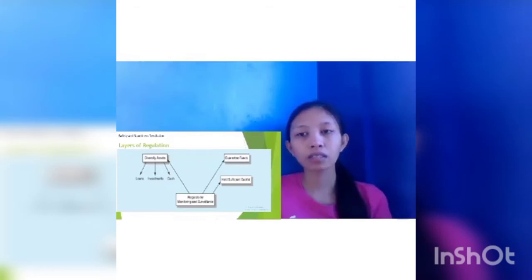Next layer is the guaranteed fund. It is given to those depositors in the time that a commercial bank is in trouble. The third layer of regulations is holding sufficient capital.